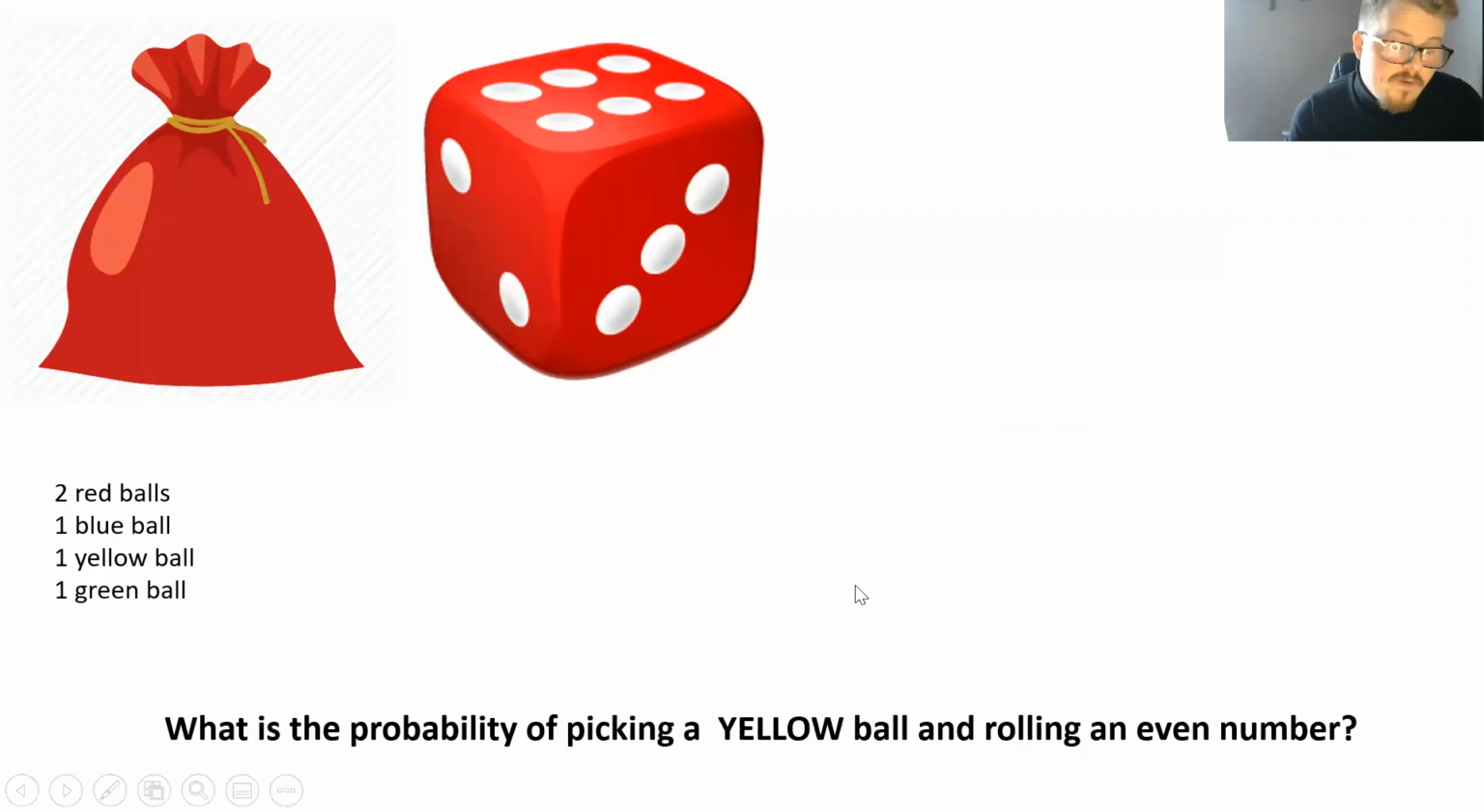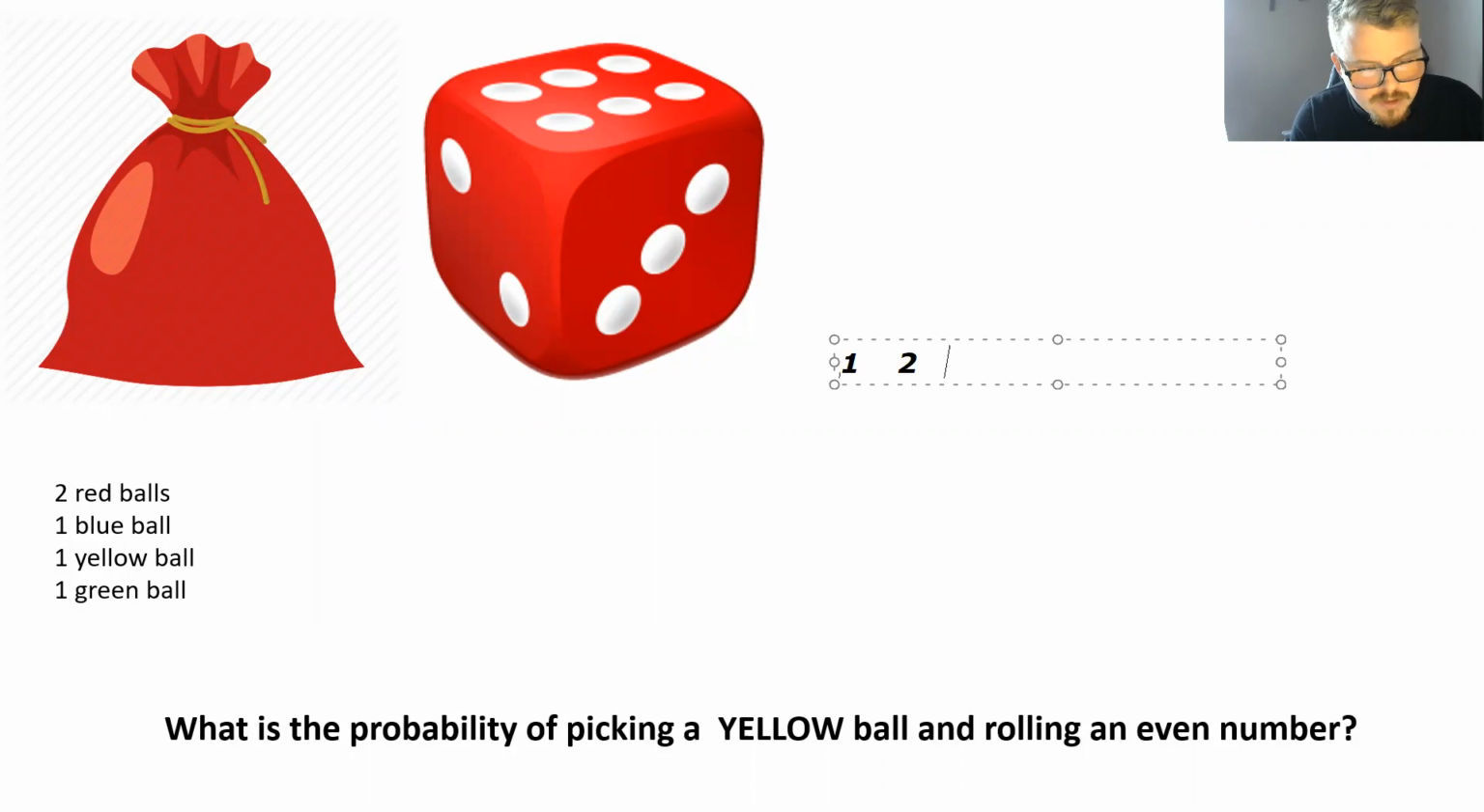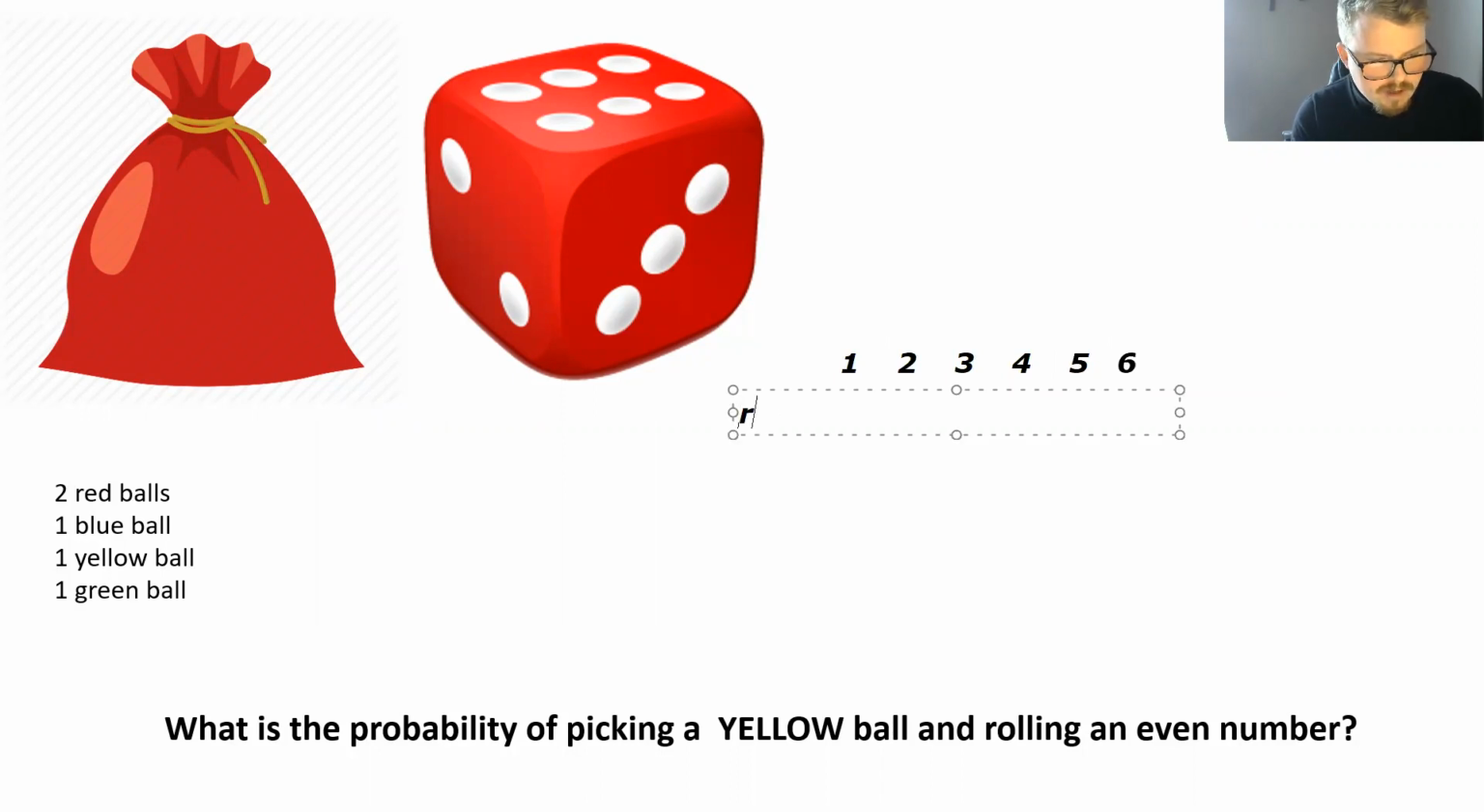What about if he said to you, fine, we won't do the first game, we'll do this game instead. You can pick a yellow ball and an even number. If you can get a yellow ball and an even number, then you win the game. So we'll do the same thing as we did last time. Across the top, I'm going to put the numbers of the die: 1, 2, 3, 4, 5, 6. And down the side, I'm going to put the balls that I'm using. So I've got red ball, blue ball, yellow ball, green ball.